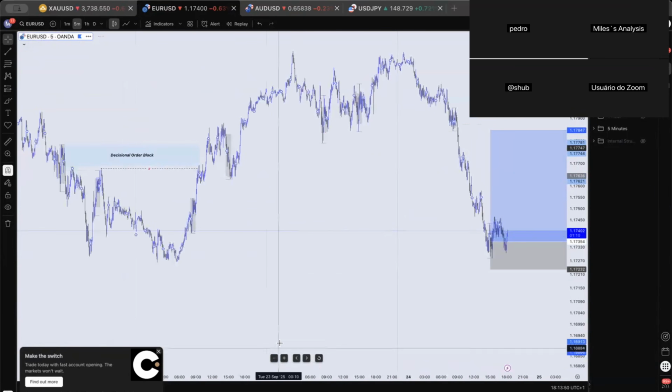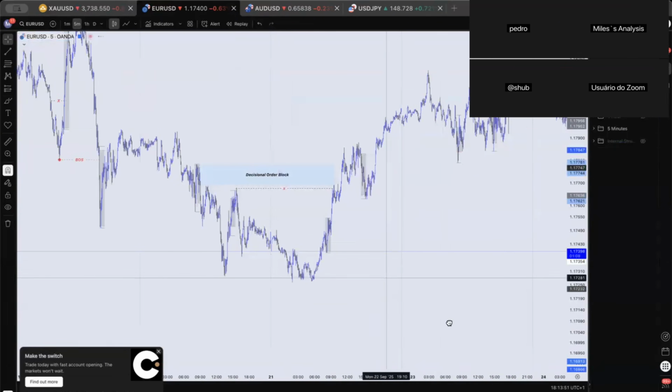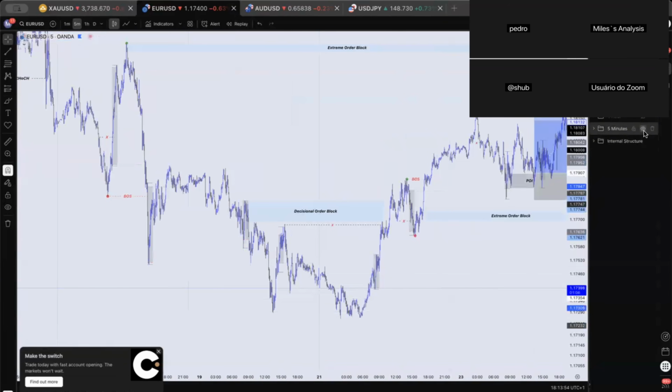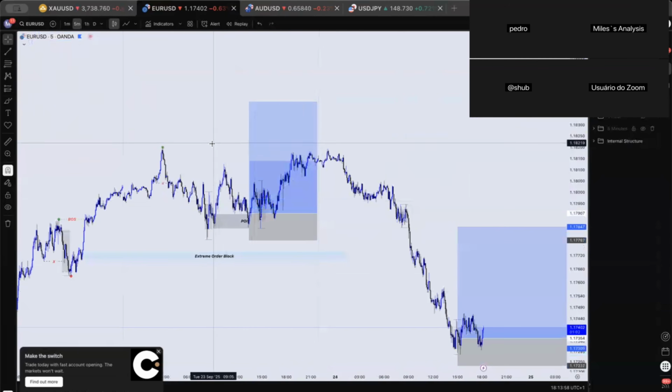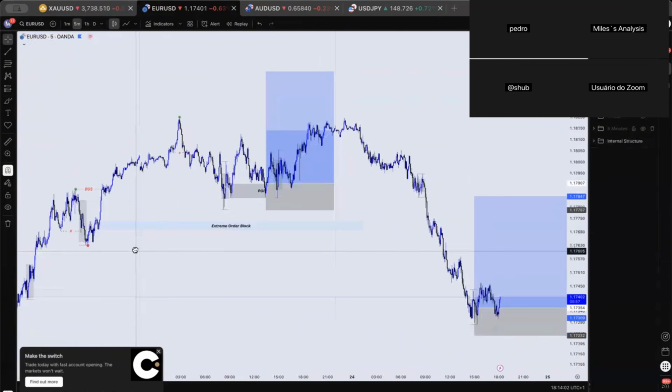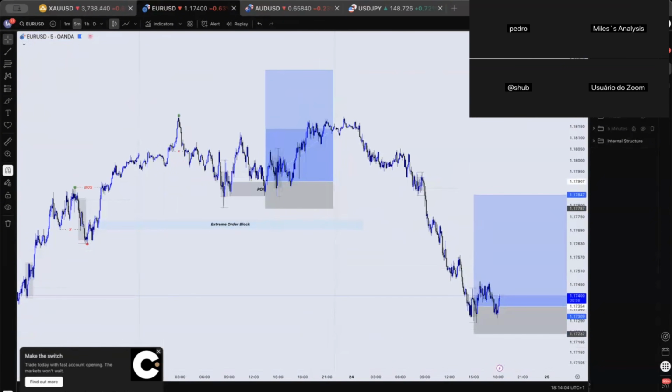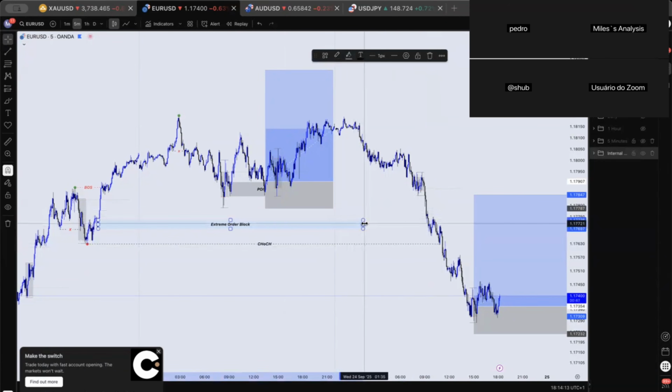You can see that price is currently, okay, let's look at the internal structure analysis. So price was previously bullish. This was the last high created, and this was the last low high created, which created a new change of character here, and price failed to go long from this extreme order block. So this is no longer valid.